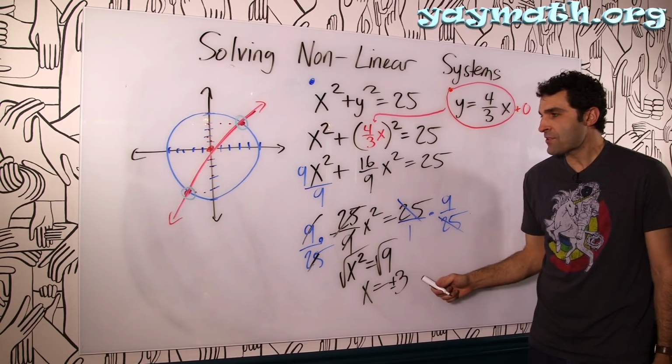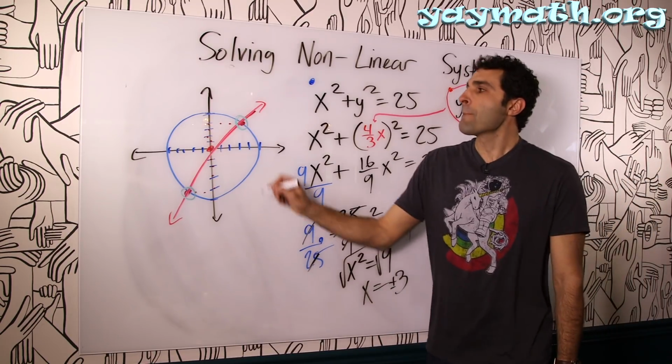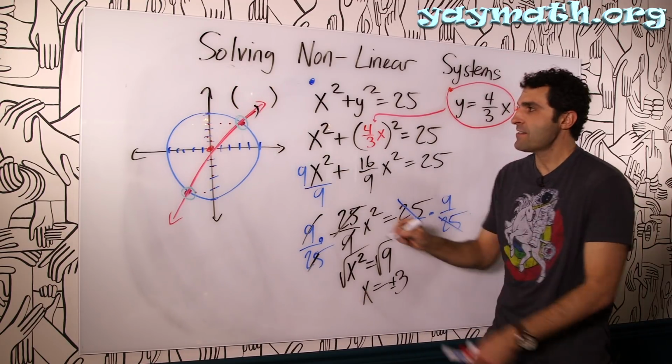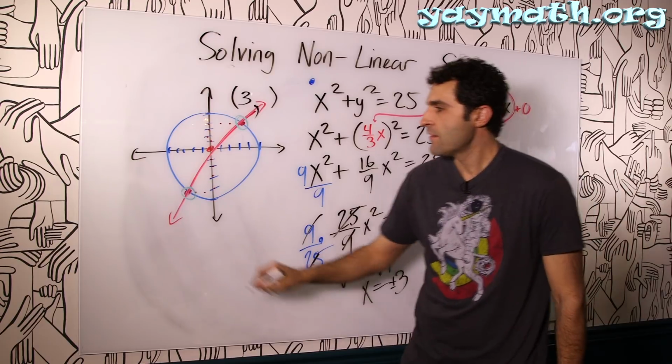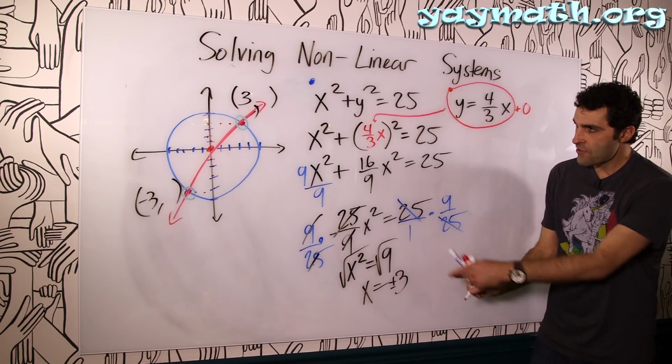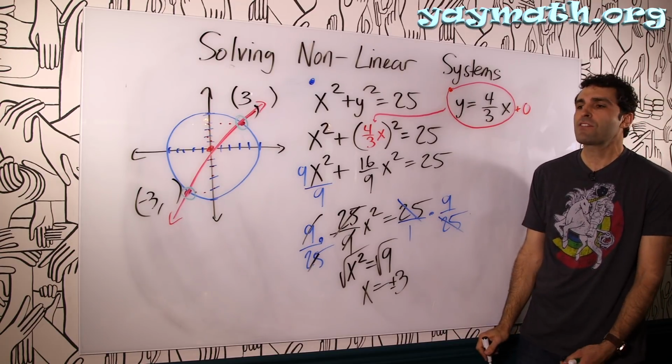And what do you think these points represent? What is it, x or y? x. 3 over here. Negative 3 over here. Kind of cool. So those are the two x values of the points of intersection.